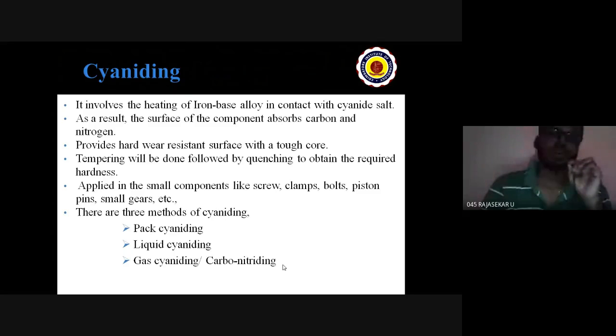Then it is applicable for small components like screws, clamps, bolts, piston pins, small gears, etc. It is further classified into three kinds, that is pack cyaniding, liquid cyaniding, and gas cyaniding. Let us see the first one, pack cyaniding.